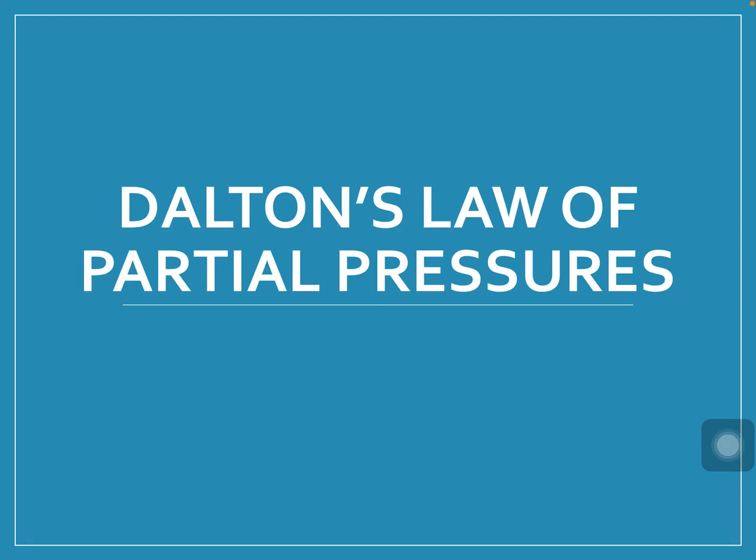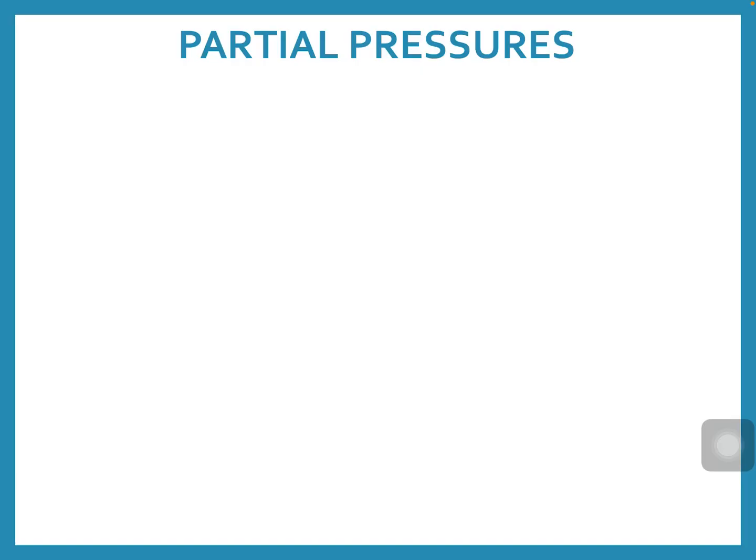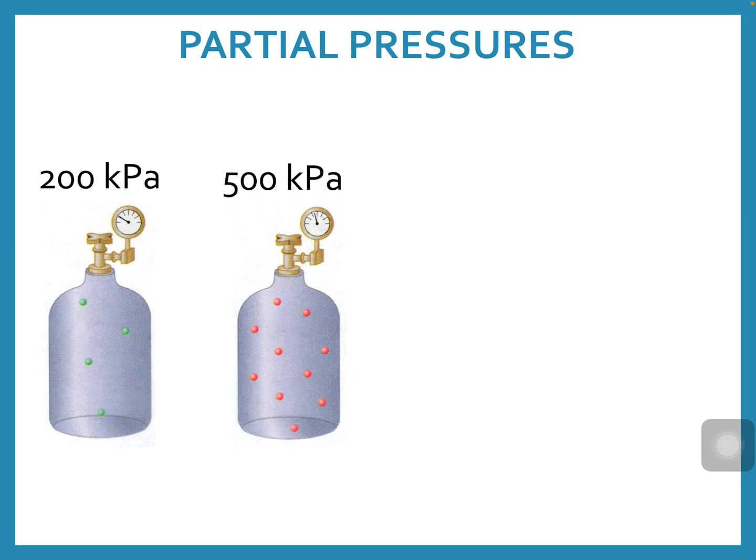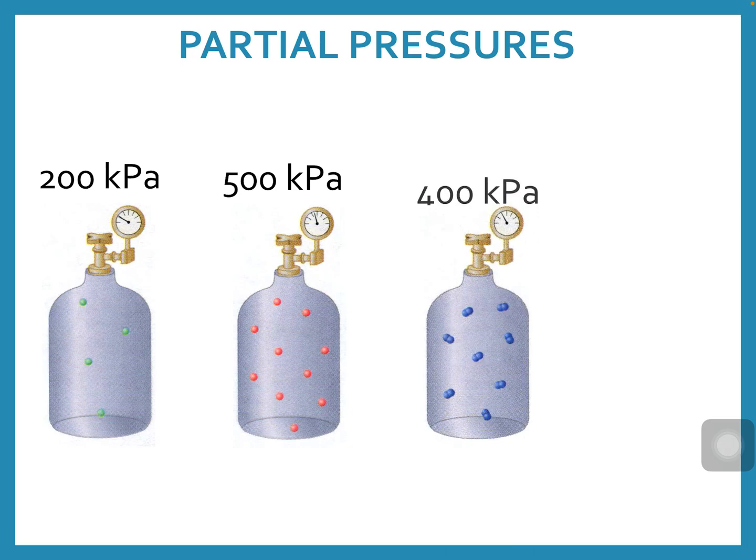In this lesson, we're going to look at Dalton's law of partial pressures. So if I have a container that has this many moles of one gas, and the pressure there is 200 kilopascals, and I have a same size container with that many moles of a second gas, and the pressure there is 500 kilopascals, and I have another container of the same size with yet another type of substance, and that has a pressure of 400 kilopascals.